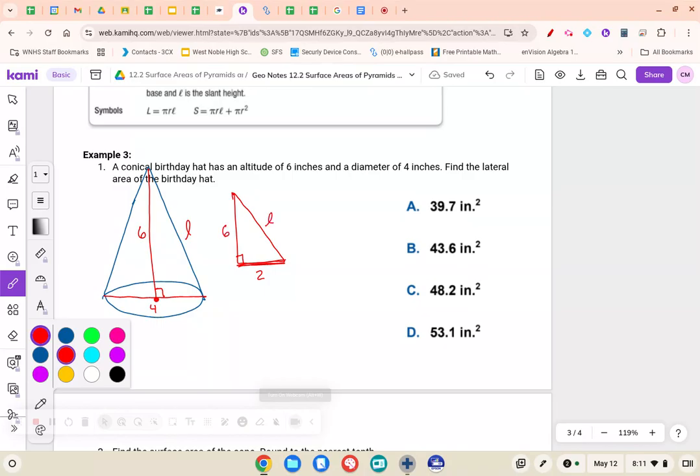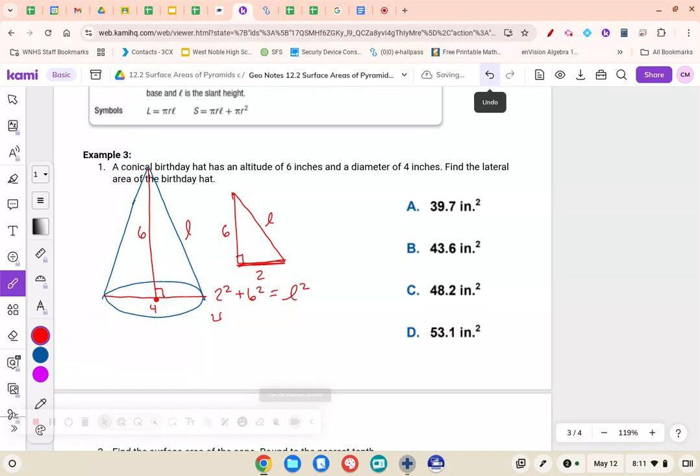And now we're just going to do the Pythagorean theorem. So we have 2 squared plus 6 squared equals L squared. So we have 36 plus 4, or I guess in my case 4 plus 36, equals L squared. So 40 is L squared. Take the square root, and 6.3 is L, our slant height.